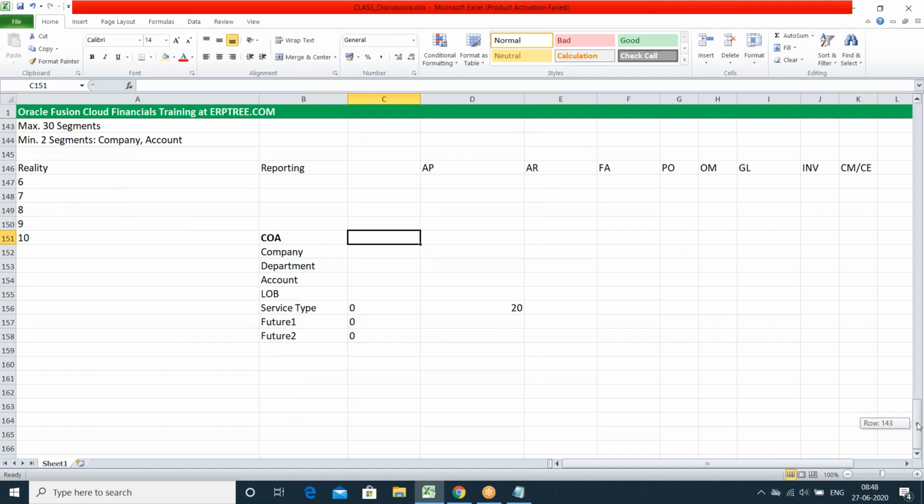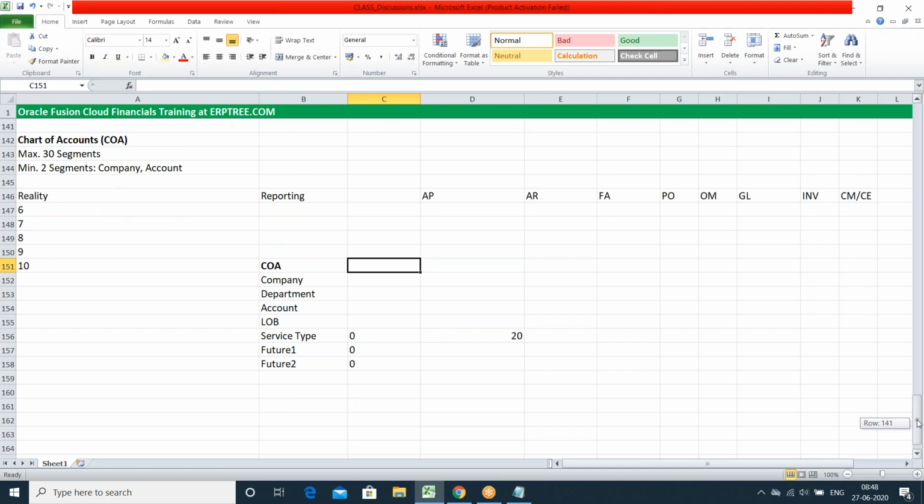You are checking whether a feature available in EBS is available in Fusion, right? Yes, that we have in Fusion also. Short aliases, yes, we have. Done. Any other questions?